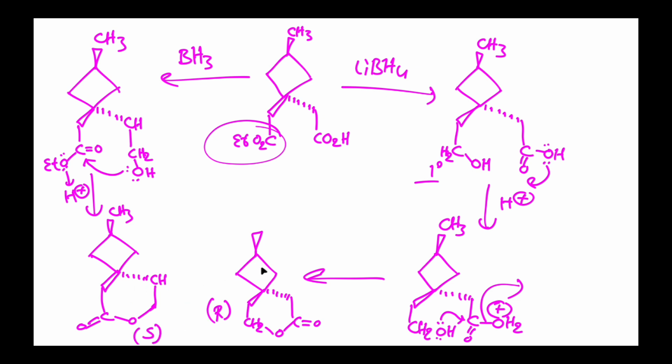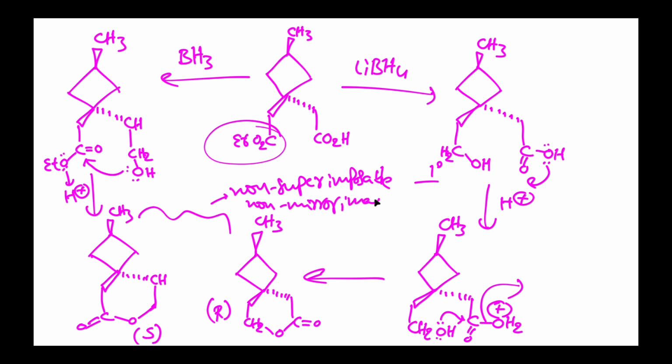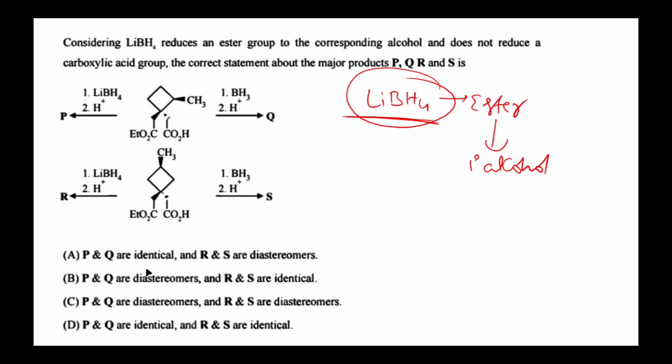These R and S molecules are both non-superimposable, non-mirror images. That means these two are diastereomers. Before, P and Q were diastereomers; now R and S are diastereomers. So the correct option is option C: P and Q are diastereomers and R and S are diastereomers formed as major products.